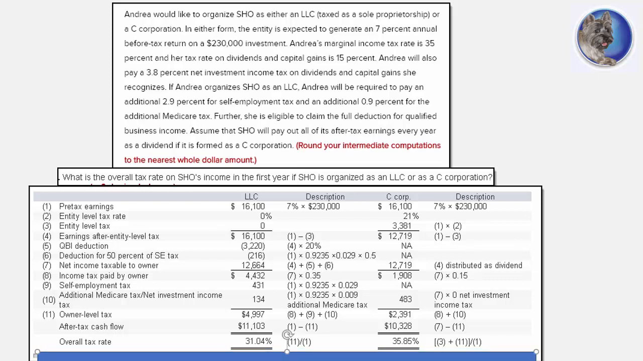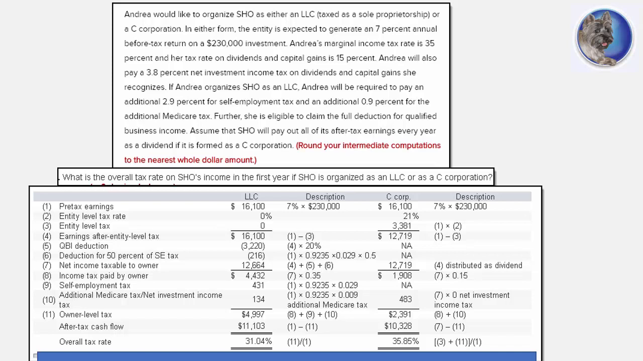So now we simply take the after-tax cash flow and divide it by pre-tax earnings. We do that on both sides, right? So after-tax cash flow, $11,103, divided by, let me say that again. We're going to divide that by the pre-tax earnings. Actually, we're going to take the owner level tax, not the after-tax cash flow. The owner level tax divided by the pre-tax, and then take the total corporate tax and divide it by the pre-tax.